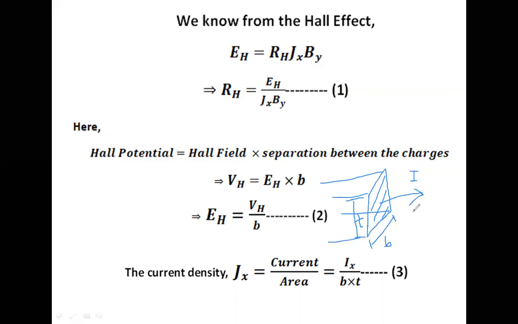This is the semiconductor block that we have considered, and this is the x-axis. So this is nothing but our area through which current is flowing. So the current density can be given as current per unit area, Ix by B into T, because B and T represent the breadth and thickness of the semiconductor block respectively, through which the current is flowing.